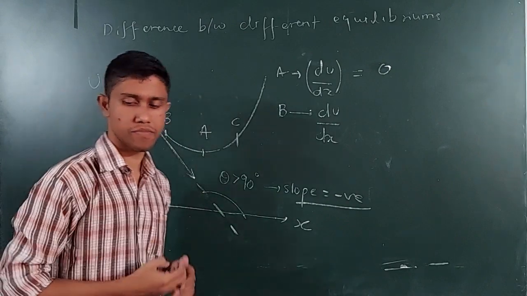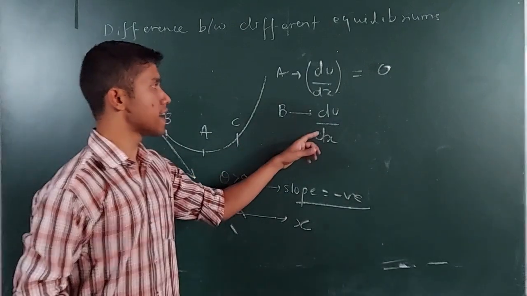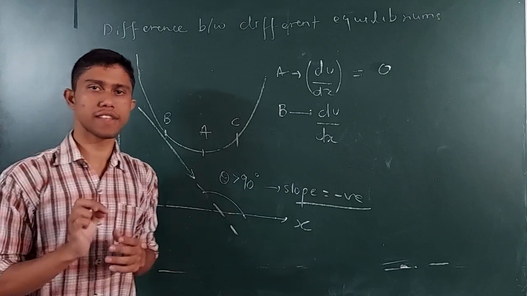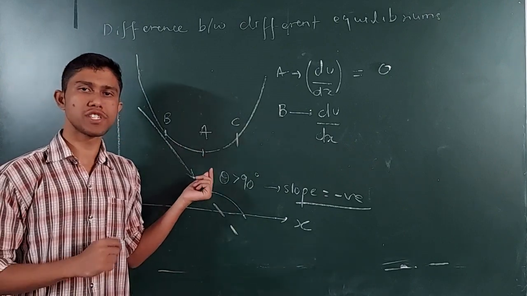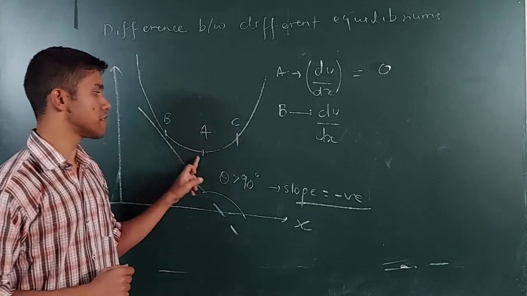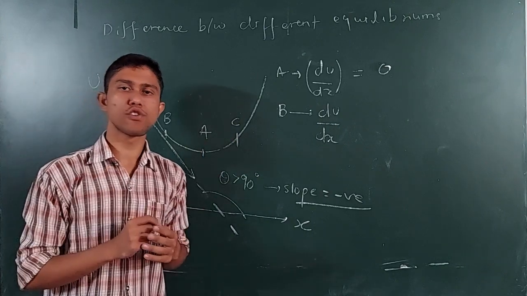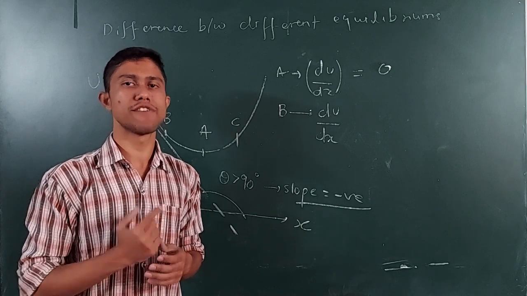I'll again revise. We have to find the slope at these 3 points. We have taken 3 points: A, the point of equilibrium; B, the point which is before the equilibrium; and point C, which is after the equilibrium. Now we have to find du by dx for each and every point.